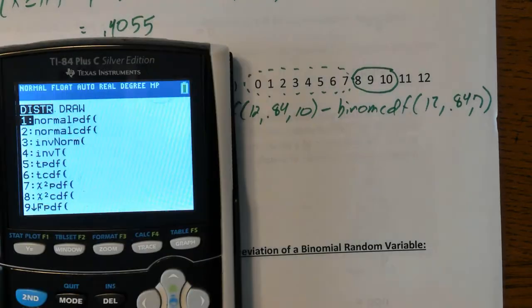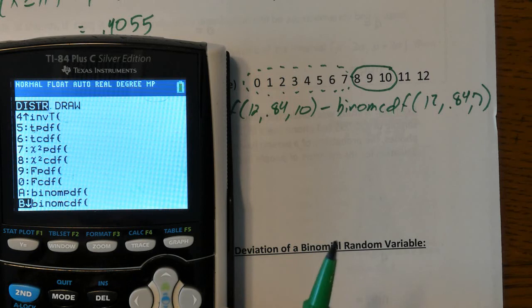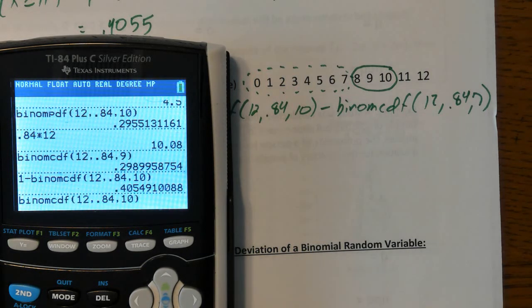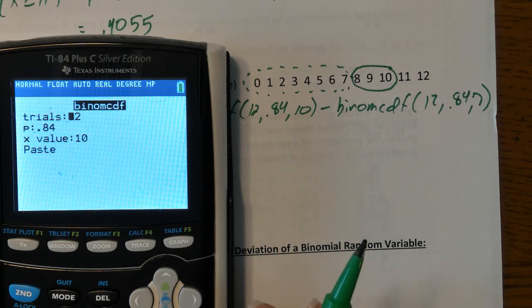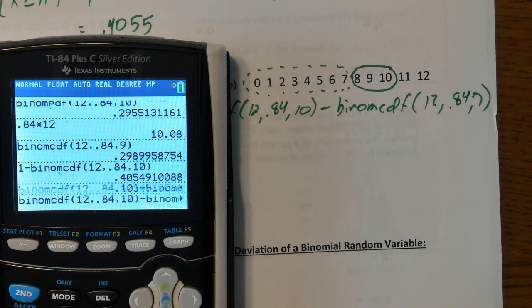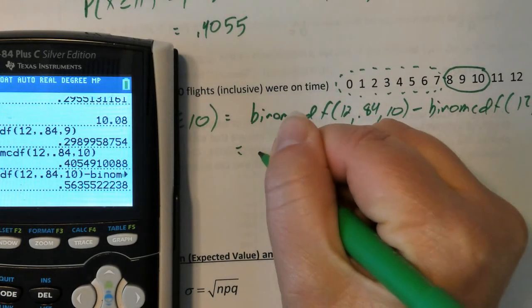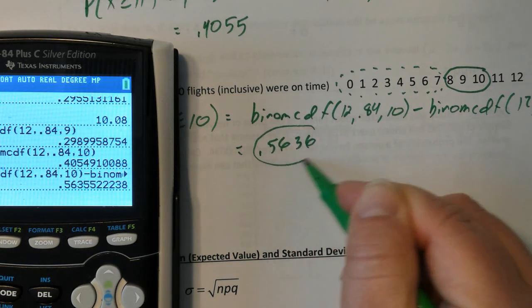So second vars, 12.84, 10. And then we're going to subtract off second vars CDF up to 7. And that will come out to be 0.5636 when we go to 4 decimal places. Okay?